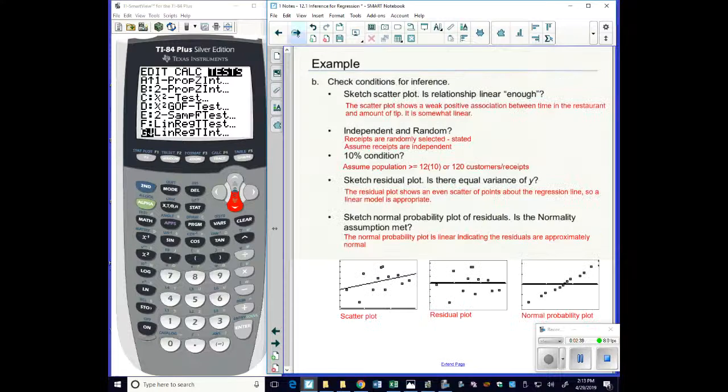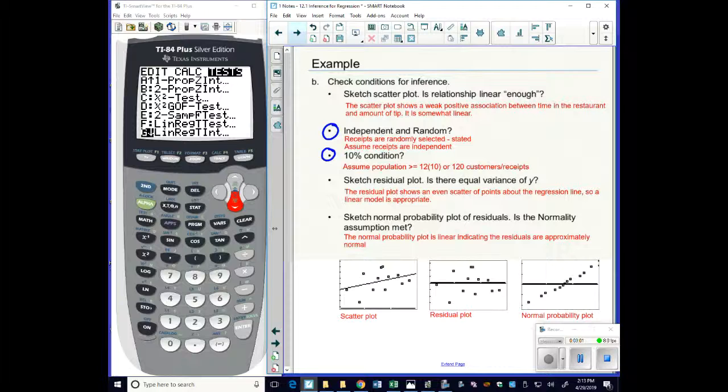Other things you need to do are checking the conditions. This time there are 5 conditions. 2 of them we're used to: the independence condition, or the random condition and 10% condition. These 2 conditions we have seen in every single test we've done. The other 3 are different plots. So you're essentially constructing 3 plots.